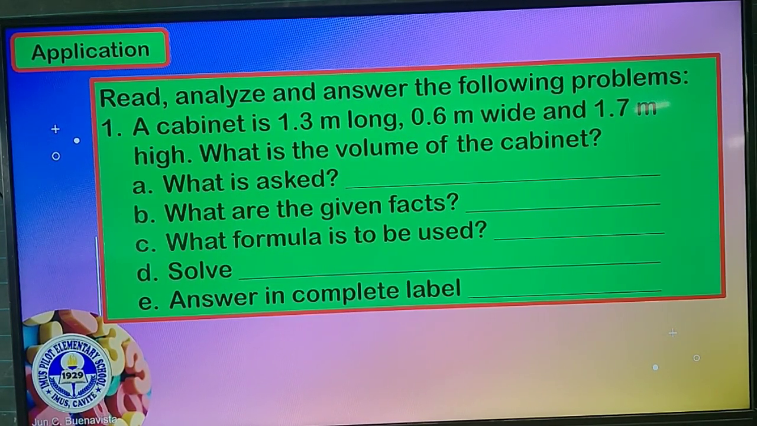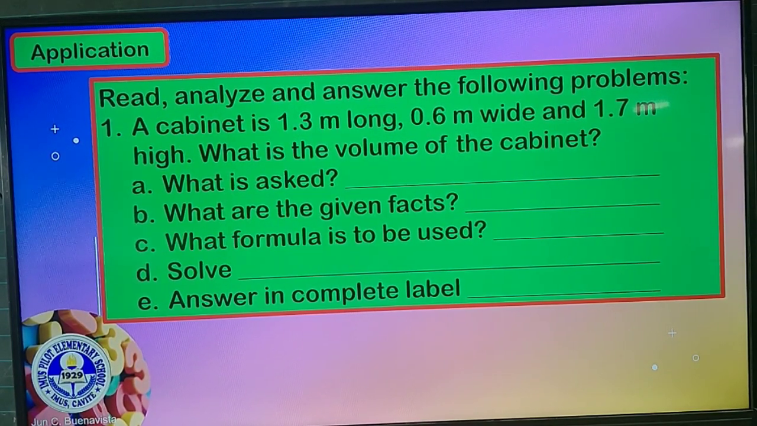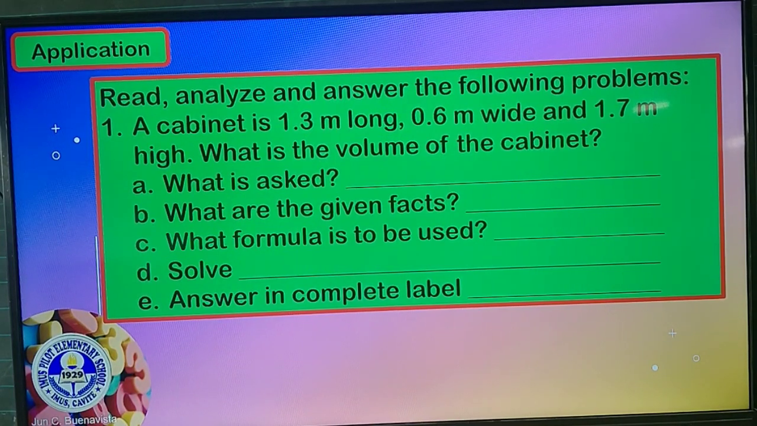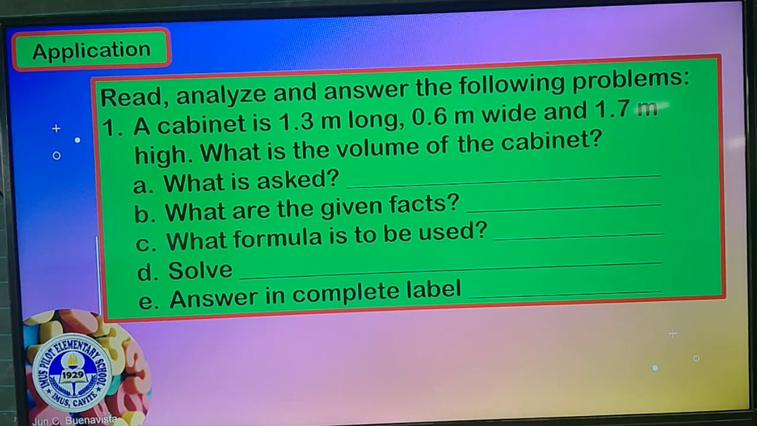So number 1, a cabinet is 1.3 meters long, 0.6 meter wide, and 1.7 meter high. What is the volume of the cabinet? So you are going to answer what is asked, what are the given facts, what formula is to be used, then solve, then answer in complete label. What is the complete label? For example, centimeter, meter, or volume of cabinet. So you have to say, let's say the answer is 100 cubic meters volume of the cabinet. So you have to put that label. Okay? Then let's have this problem number 2.